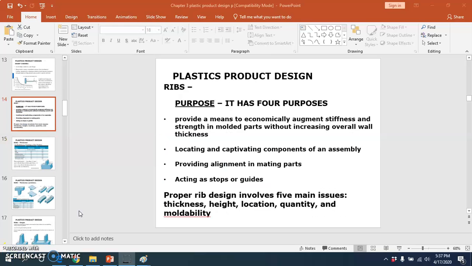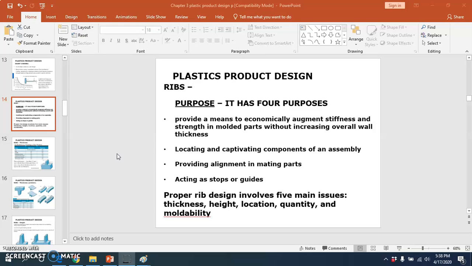Okay, we proceed with ribs. What is a rib? A rib is a part feature that can provide a means to economically augment stiffness and strength in molded parts without increasing overall wall thickness. If we increase the wall thickness, it will lead to high weight of that part, which leads to increased cost of material and increased cycle time. So instead of increasing the weight of the product, we can put a rib.